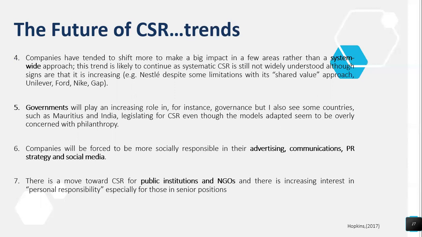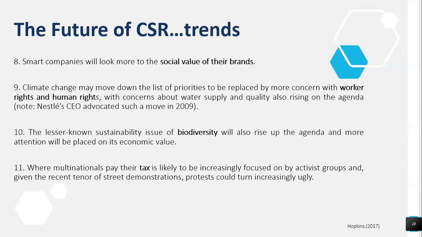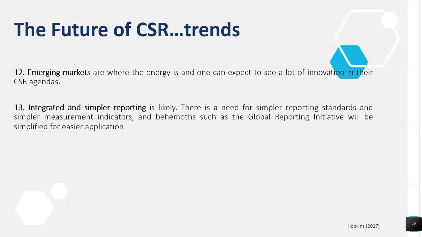And then CSR public institutions, there's increased personal responsibility. And smart companies will look more to the social value of the brands. Climate change will move down on the list of priorities, replaced by more concern with worker rights and human rights. And a lesser known sustainability issue, biodiversity, will also rise up the agenda, and more attention will be placed on economic value, where multinationals pay their taxes, likely to be increasingly focused on by activist groups, given the recent tenure of street demonstrations. Protests could turn increasingly.